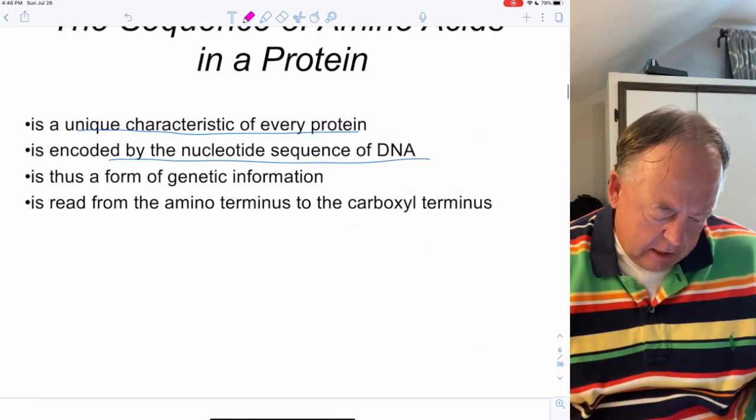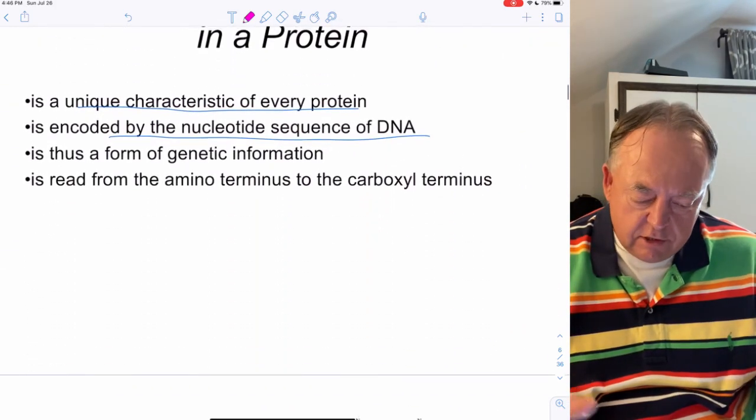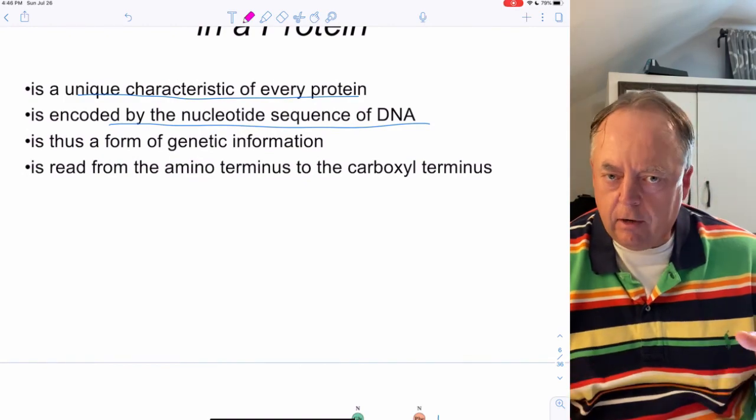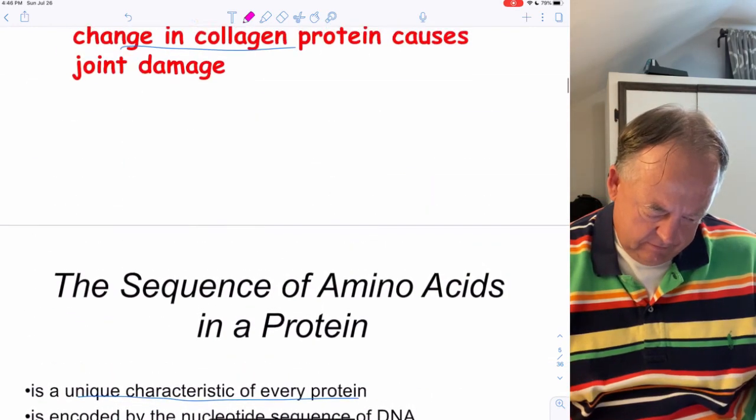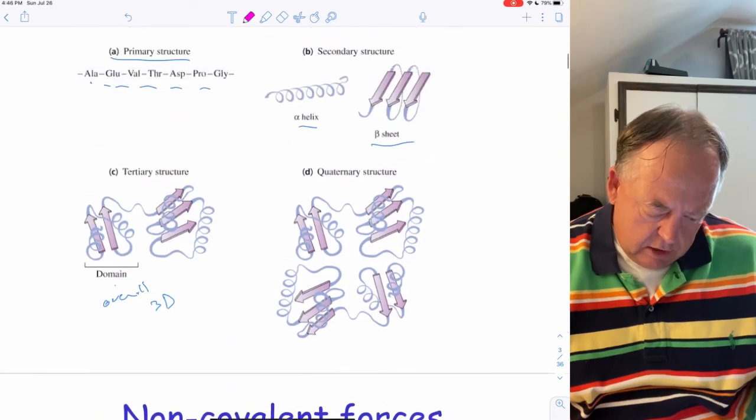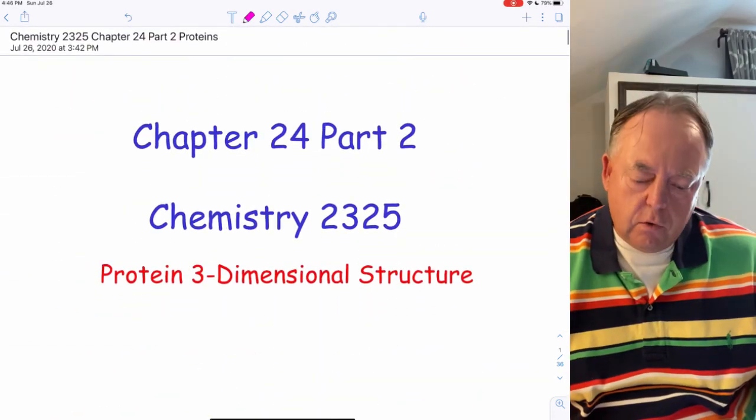And then the basic terminology: what does sequence mean? What does primary, secondary, tertiary, and quaternary structure mean? And then that's about it. Okay, so we'll stop there.